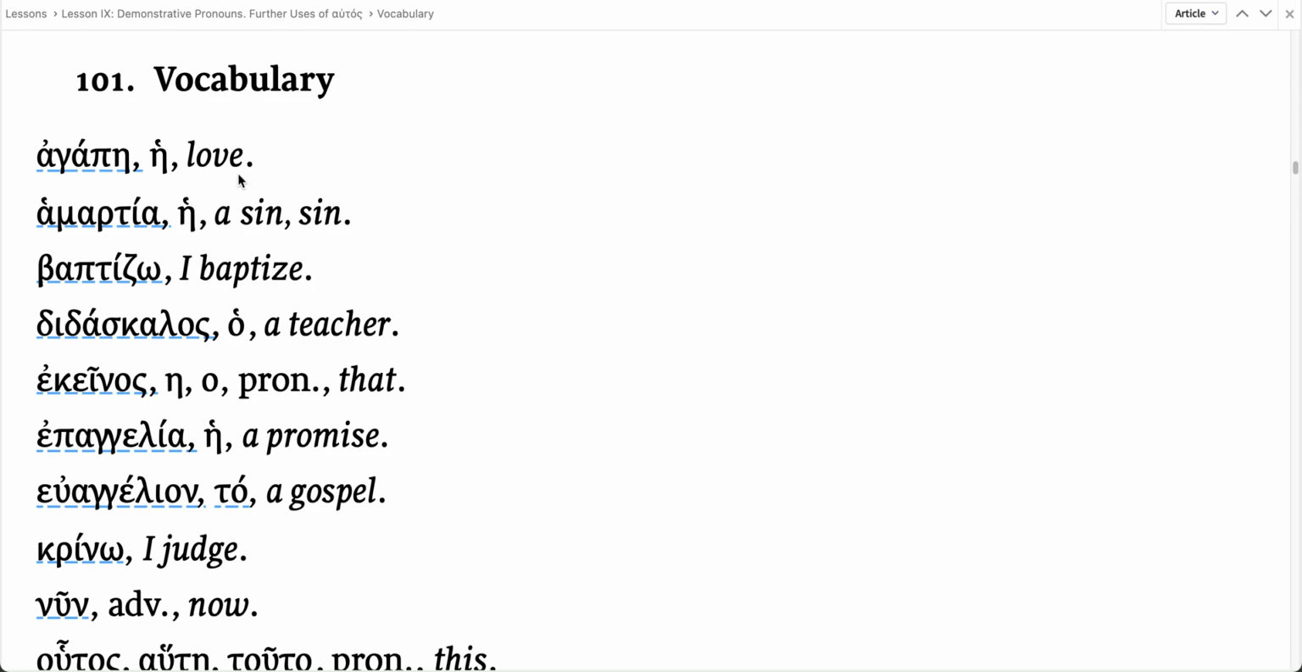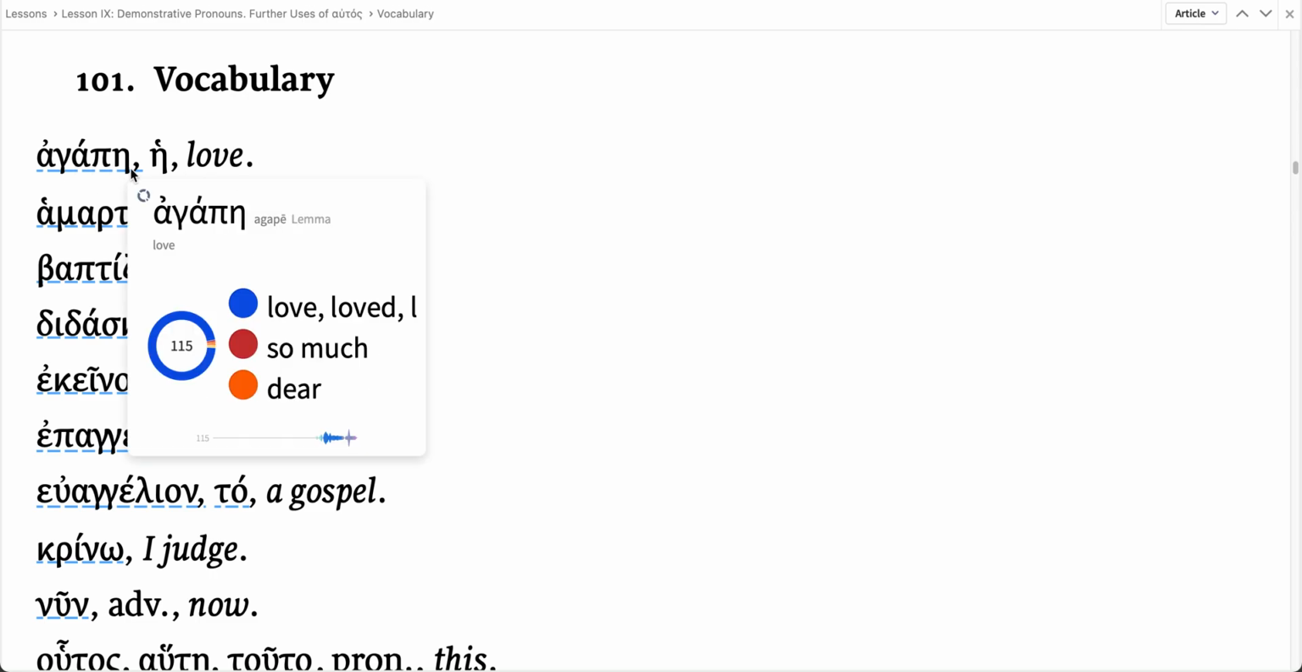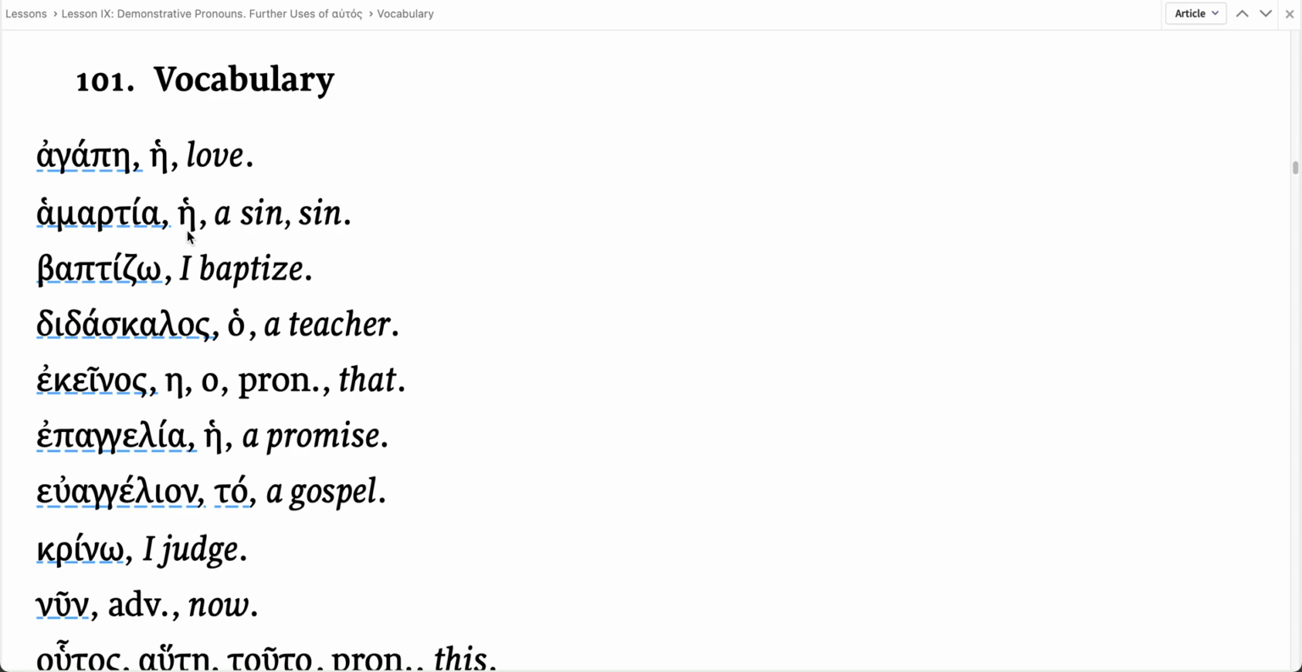And so here we've got he agape. That's the word for love. Remember we talked about agape love? There it is. He agape is the word for love. He hamartia, so feminine. Hamartia, that's the word for sin. It's the idea of missing the mark. That's why in theology it's called hamartiology. We get that word from the word hamartia, which means to sin, to miss the mark. Baptizo is a verb, meaning I baptize. Literally, it means I immerse.